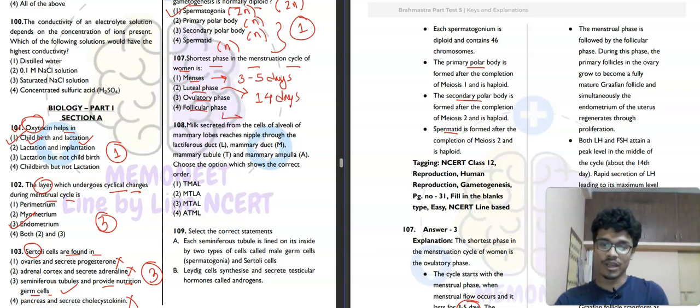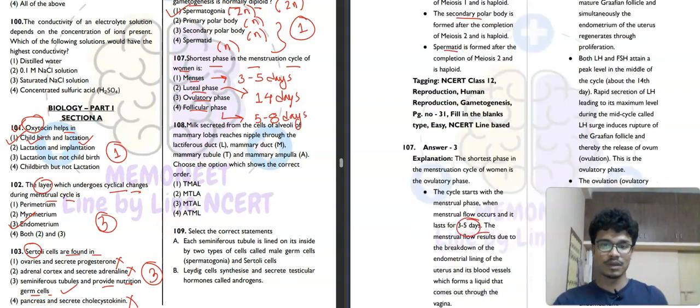And the follicular phase basically lasts approximately 5 to 8 days. That is the follicular phase. And what happens during the ovulatory phase?